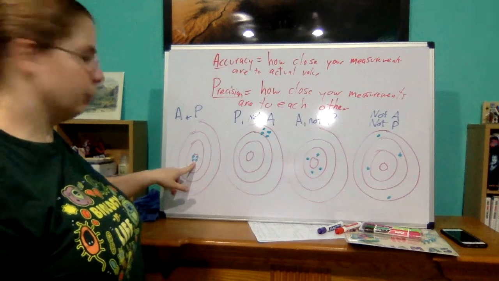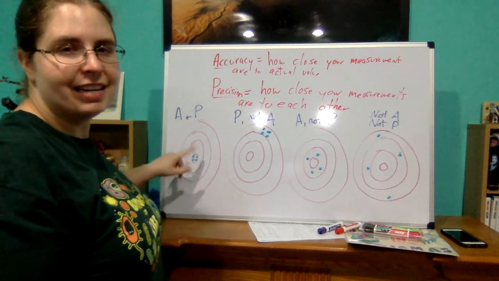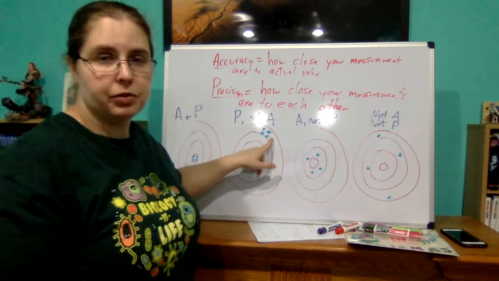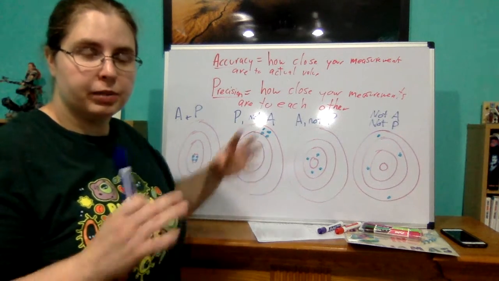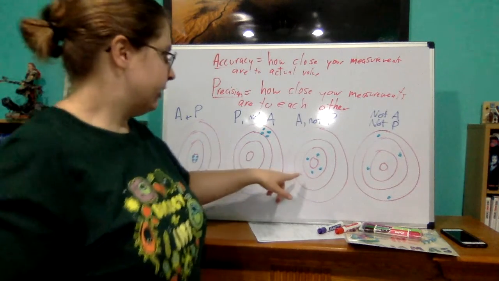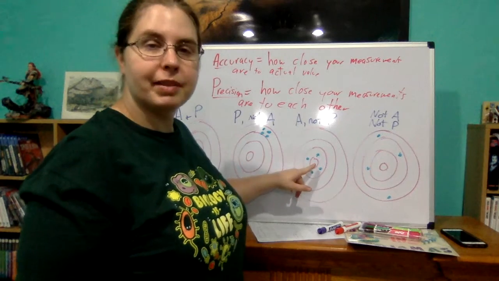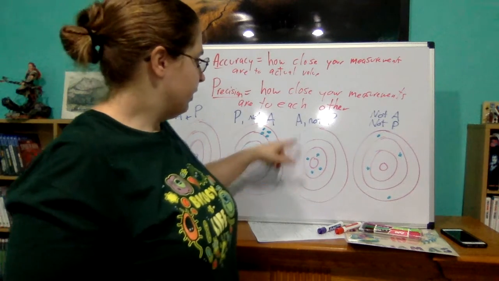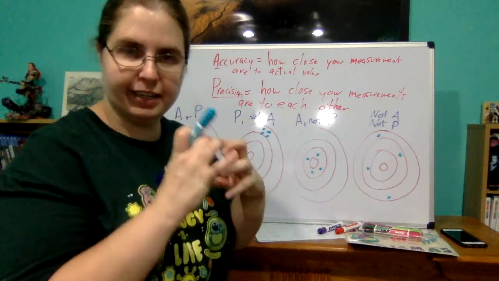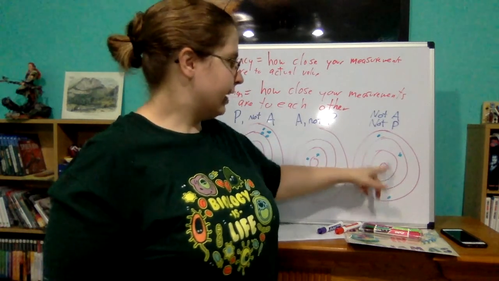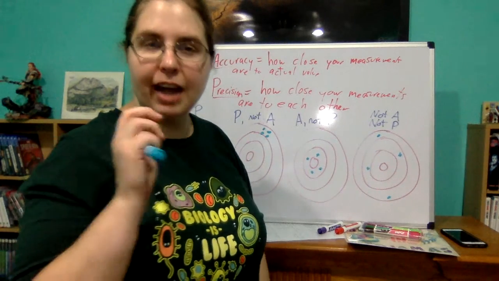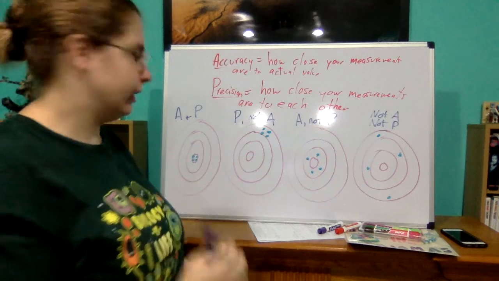So grouped close together at the bullseye, it is accurate and is precise. Grouped together but not near the bullseye, it is precise because they're grouped together, but not accurate because they're not near the expected value. Here, they're all near the bullseye, but they're not grouped closely together. So they're accurate because they're close to the bullseye, but they're not precise because they're not together. And here, they're not near the bullseye, and they are not grouped together. So it is neither accurate nor precise.